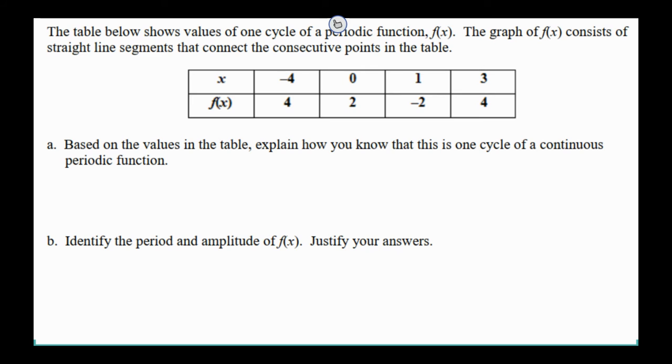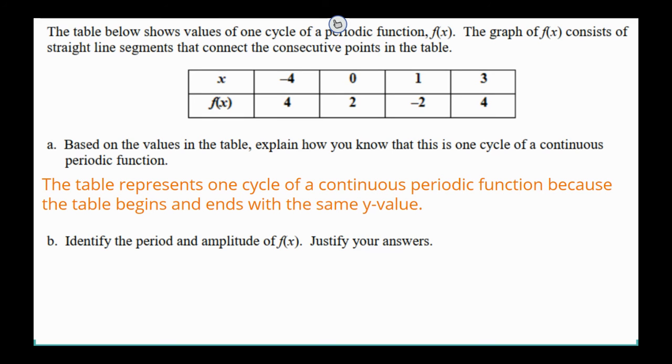Okay, so I see some of you writing. Hopefully you're writing that the table begins and ends with the same y value. If you noticed on all of those that we did earlier, each one cycle started and ended in the same spot. So that's how you know it can be one cycle of a continuous periodic function. Then I want you, without the graph below, so don't graph these points yet, to identify the period and the amplitude of the graph and justify your answers.